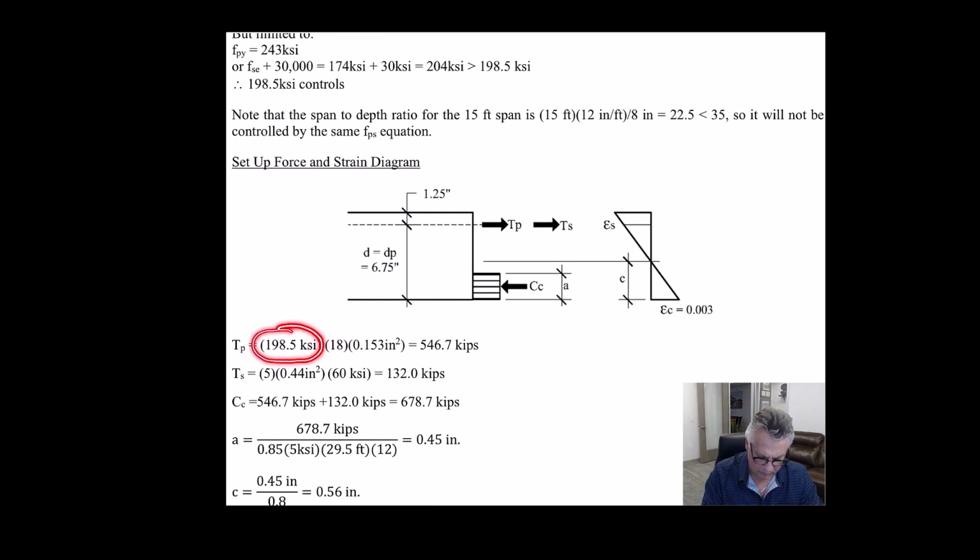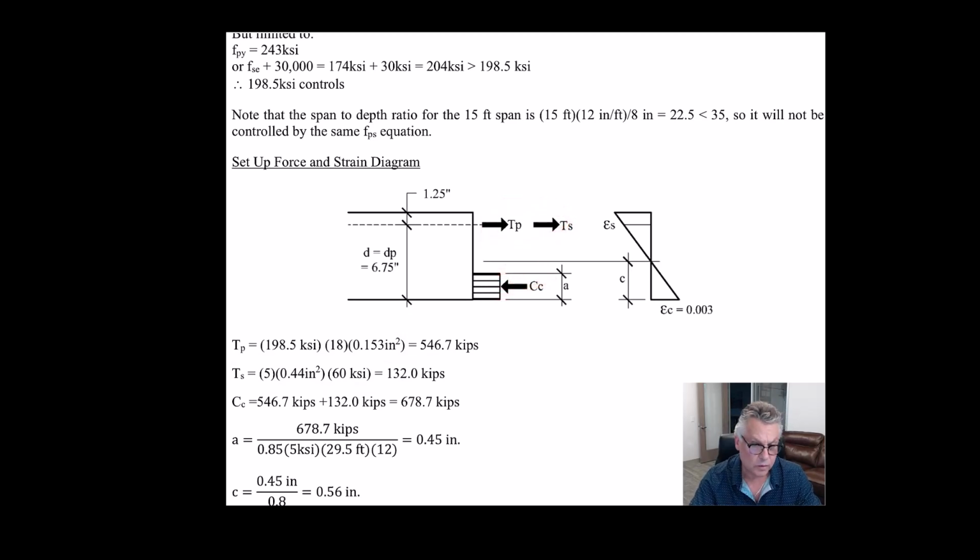Pre-stressing uses the fps equation times 18 strands. I told you it was going to be easier if I used a round number. 0.153 square inches, and we come up with a force of post-tensioning. We had minimum 5 number 6 bars for bonded reinforcement, so multiply that by 60 ksi. The sum of those must equal this.